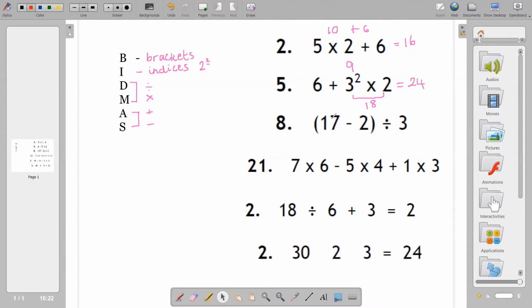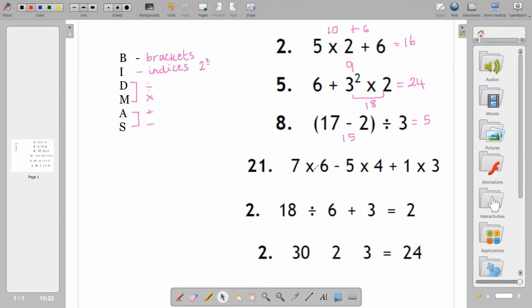Okay, coming down to question 8 of section A again. We have brackets, so we will deal with the brackets first. So 17 take away 2 gives me 15, and then I need to divide by 3, and so my answer will be 5. We have multiplication, subtraction, multiplication, addition, multiplication.